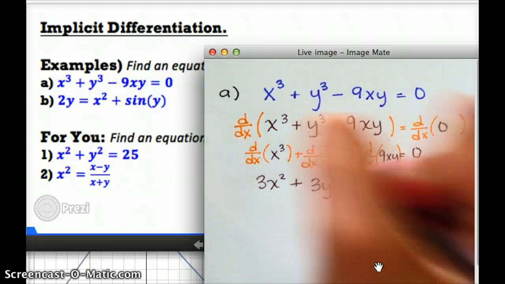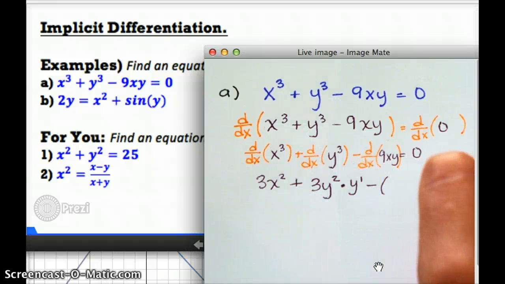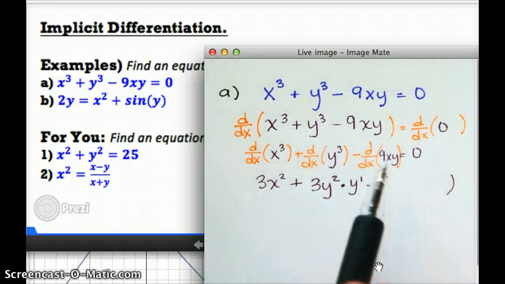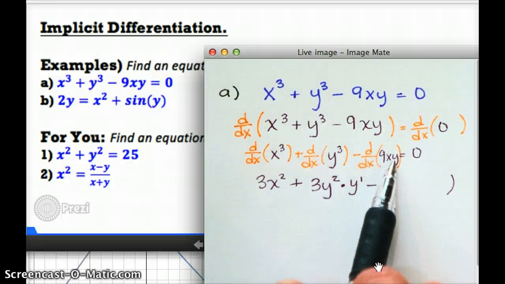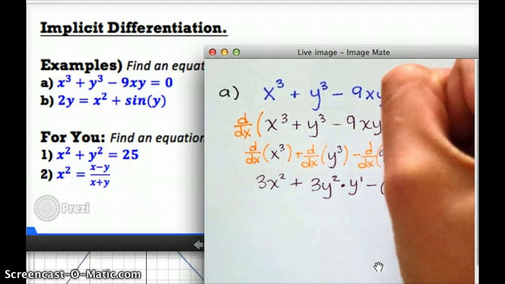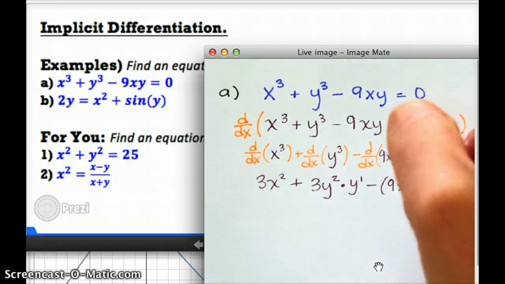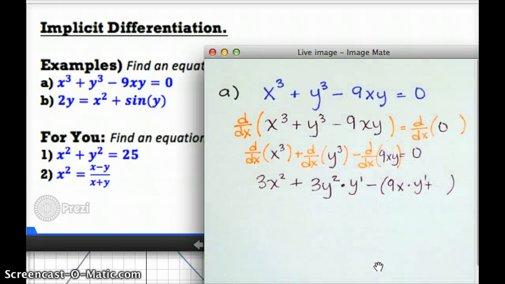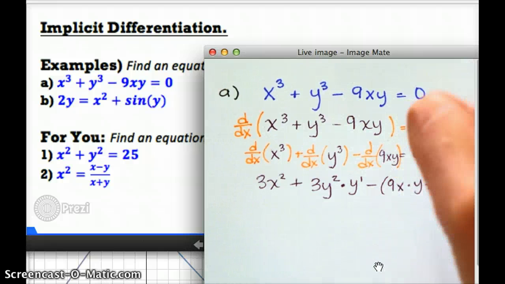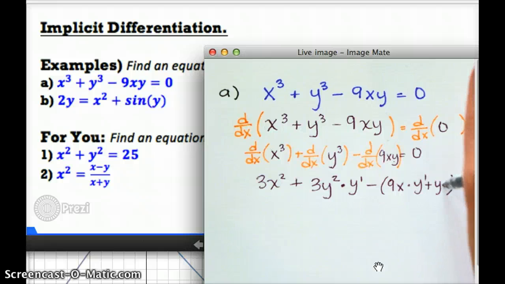So I've got the first two terms added together, and then I'm going to subtract the derivative of 9xy. So if I think about this as a product rule, I'm going to think about it as 9x times y. And the product rule says u dv, so u is 9x, times dv, the derivative of y is y prime, and that's dv, plus v du. In this case, v is just the y, and du is the derivative of 9x, which is 9. And I'm squeezing it in here, but you can see what it should be. And then don't forget your equals 0 on the other side.